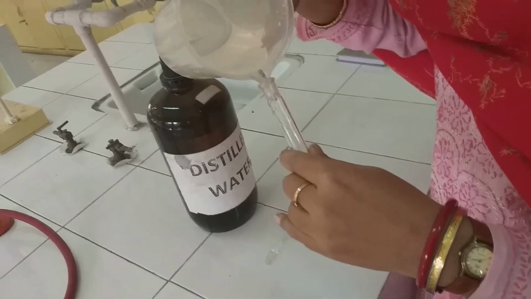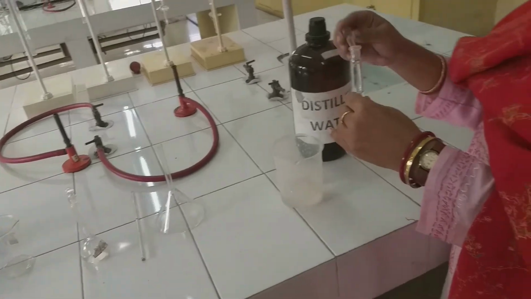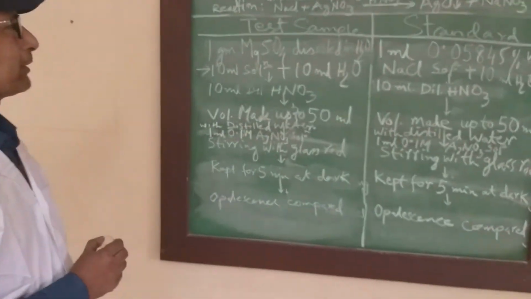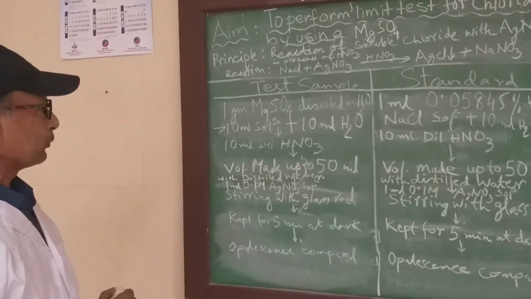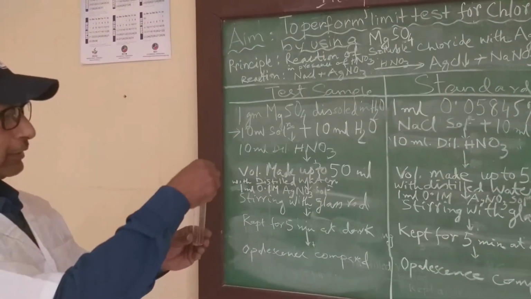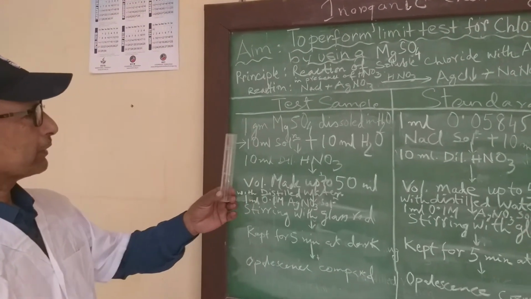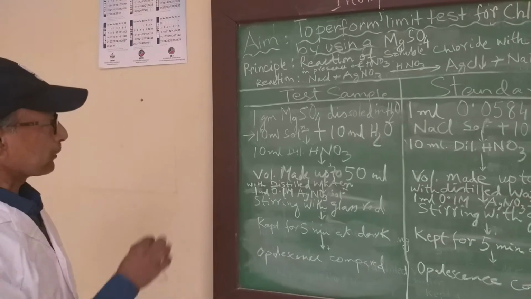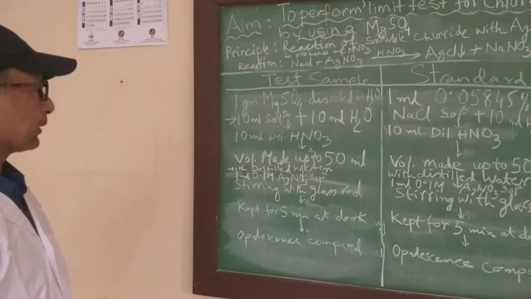This is your standard sodium chloride solution in 50 ml volumetric flask. Now we will perform the limit test for chloride in magnesium sulfate. So we have to prepare, this is your Nessler cylinder, 50 ml Nessler cylinder. One Nessler cylinder for the test sample and one Nessler cylinder we will take for the standard solution.